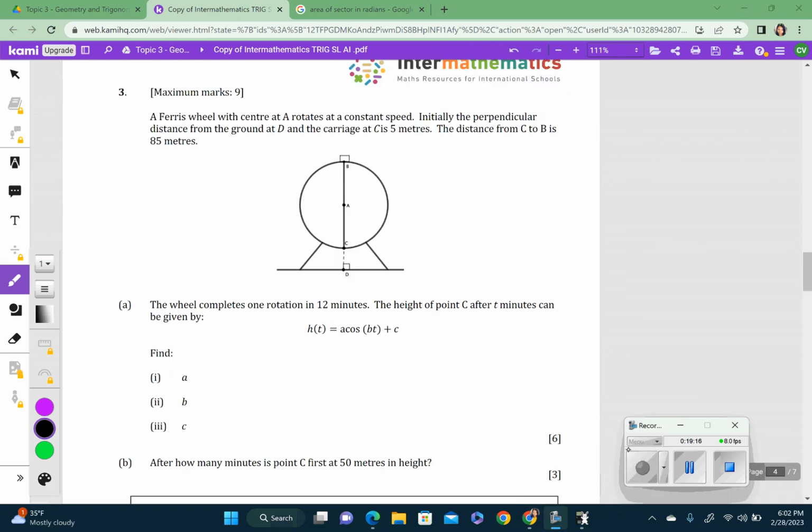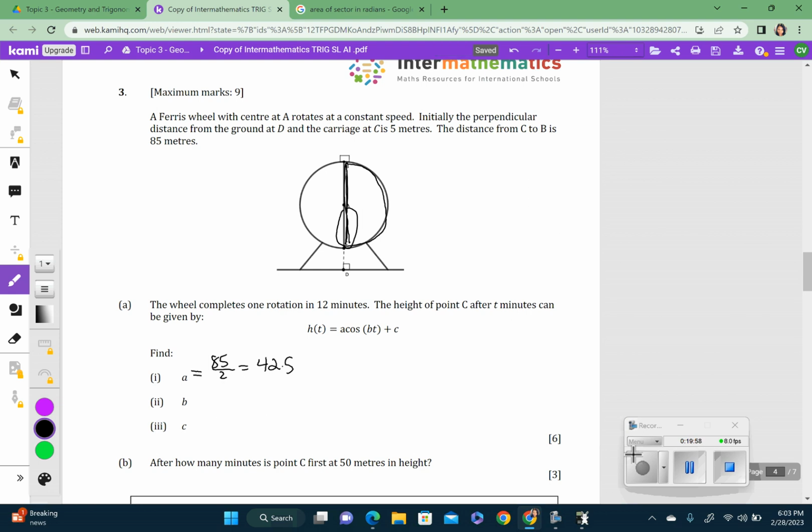All right, so for the first part, it tells us that the distance from C to B, this distance right here, is 85. And they're asking us to find the A, which is the height, okay? So it's the height of that right there. So the whole thing is 85. So that means that for the height, it's going to be 85 divided by 2. And 85 divided by 2 is 42.5. So 42.5 is going to be our A, our small a.